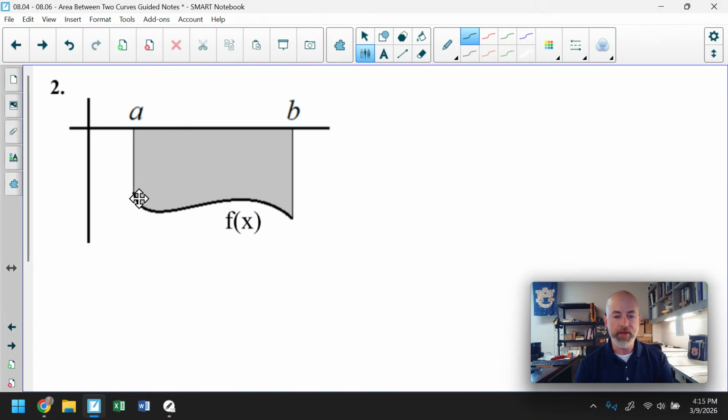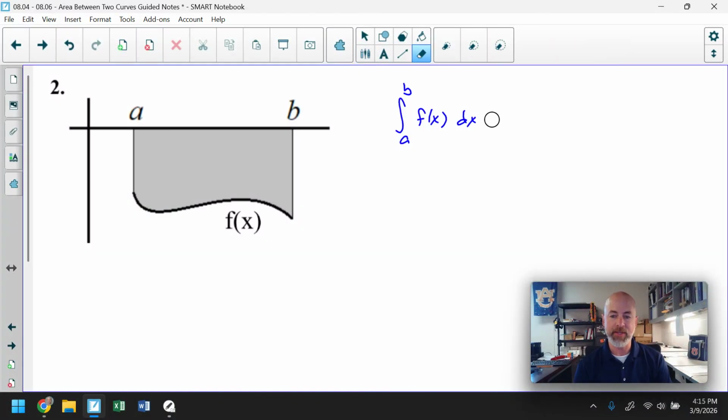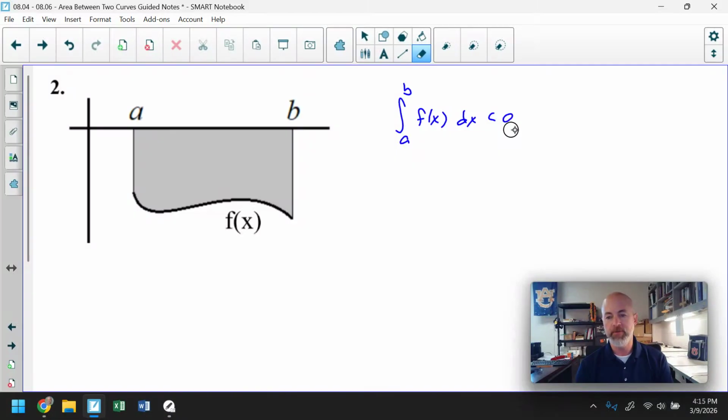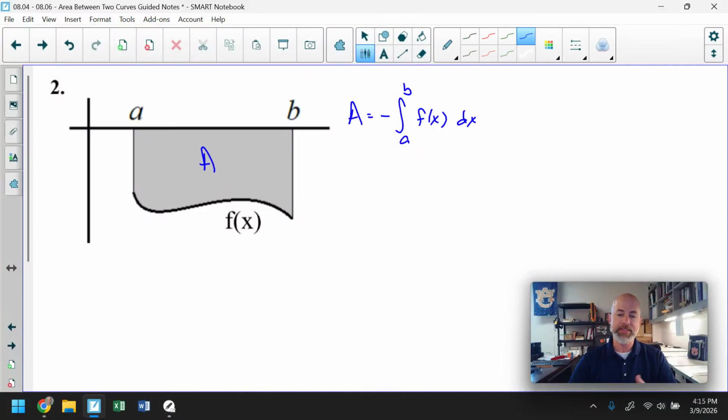And again, we're doing the area just between the curve and the x-axis. However, if I do the antiderivative from a to b of just f of x, well, that actually will produce something negative. That's going to be some negative answer, and I want these answers to be positive. So we have two ways to make this positive. I'm going to call this A for the area of that region. We could simply put a negative in front of that antiderivative, and now that will return a positive answer.